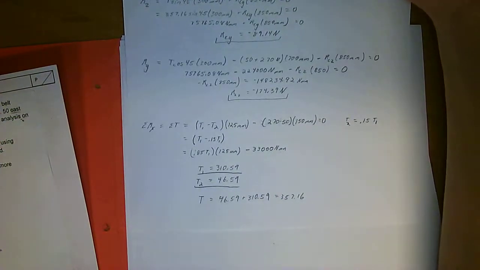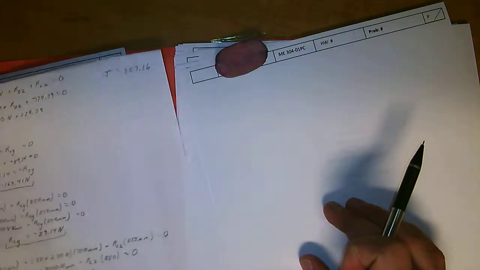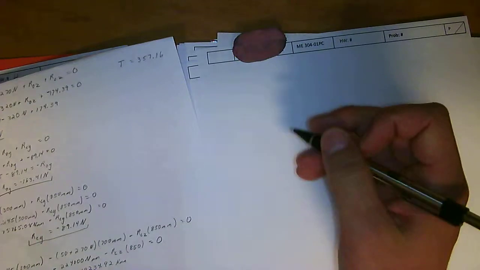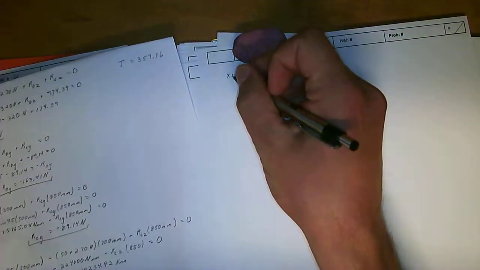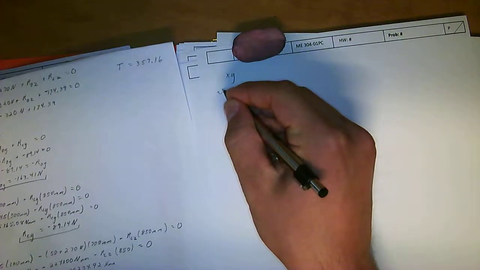We have to plot the shear and moment diagrams, so I'm going to set this part over here so you can still kind of see it. Okay, so for the shear moment diagrams, I'm going to do the XY plane first. So the shear is like this. Just do a basic plot here, just like this.